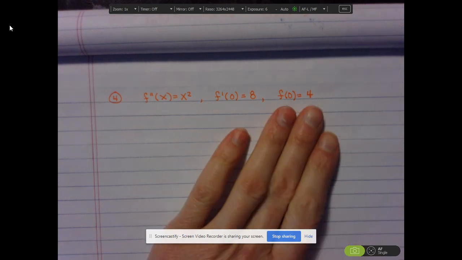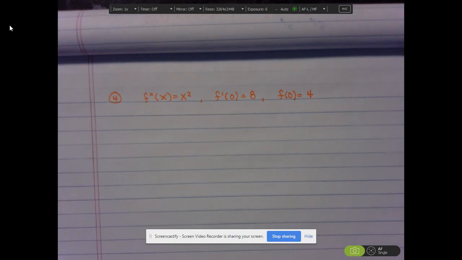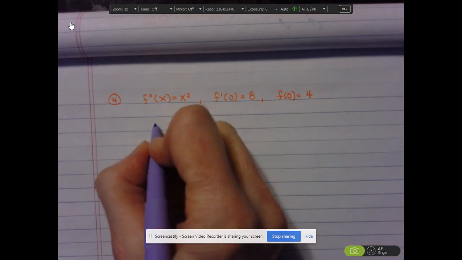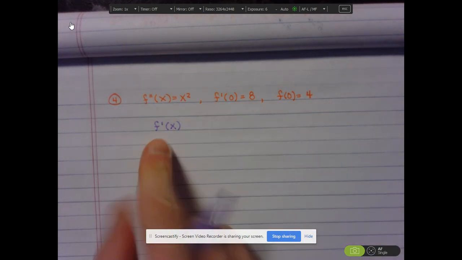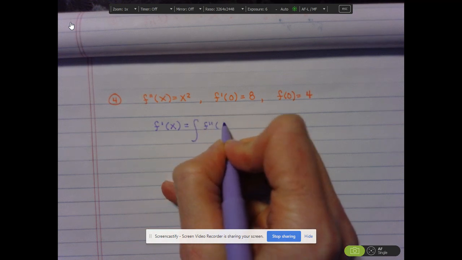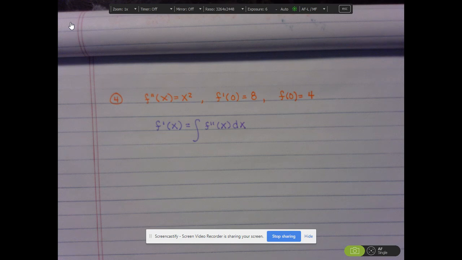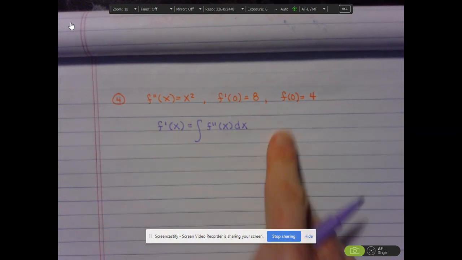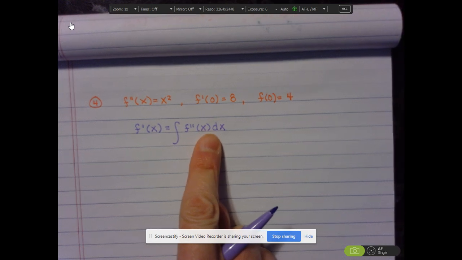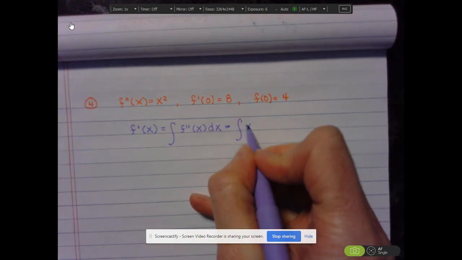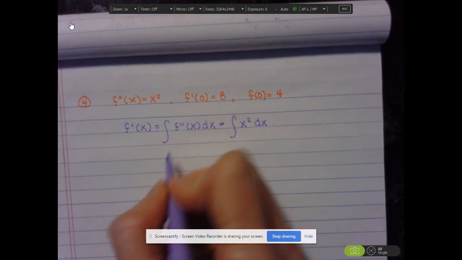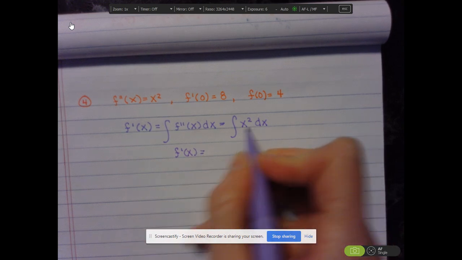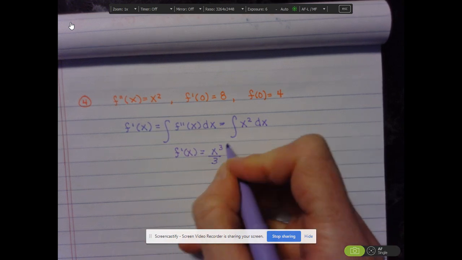So I need to go back. I want to find f of x. And I'm going to use all this information to help me do that. Well, if you can differentiate once and we can differentiate twice, there isn't anything to stop us from integrating more than once as well. So it should make sense that to get the first derivative, I would have to integrate the second derivative. And then to get the original function, I'm going to integrate the first one. But we'll start here. So if I'm trying to find the first derivative, I'm going to integrate the second derivative. So that means really integrating the function x squared. So f prime of x is going to equal x to the third power divided by 3 plus c.